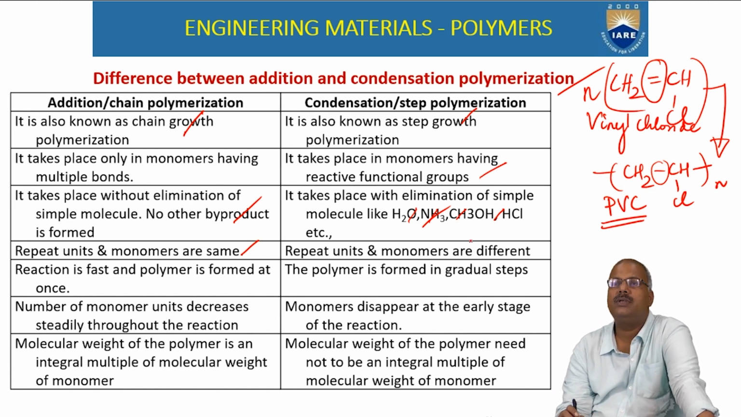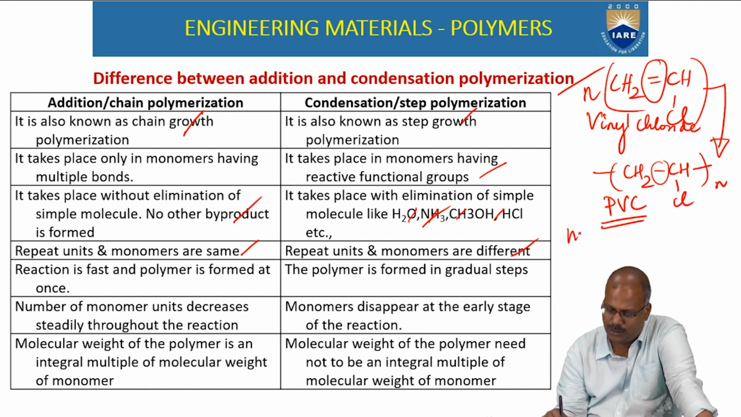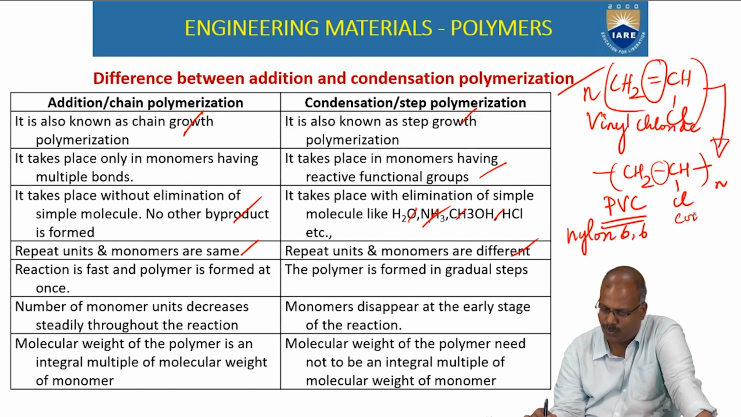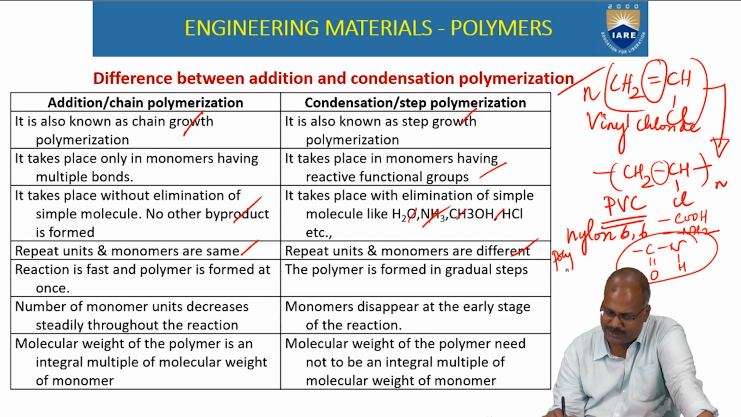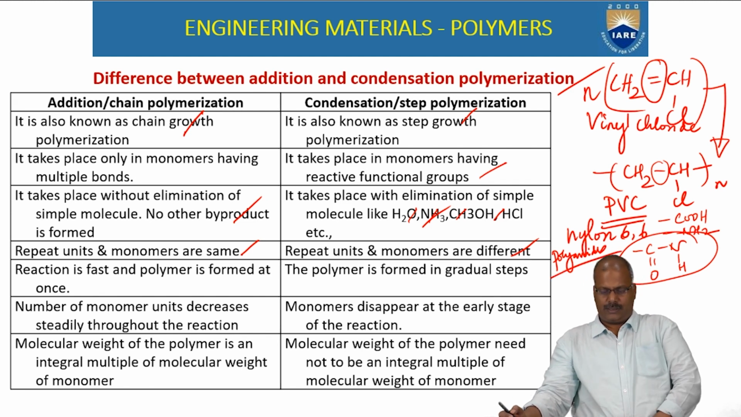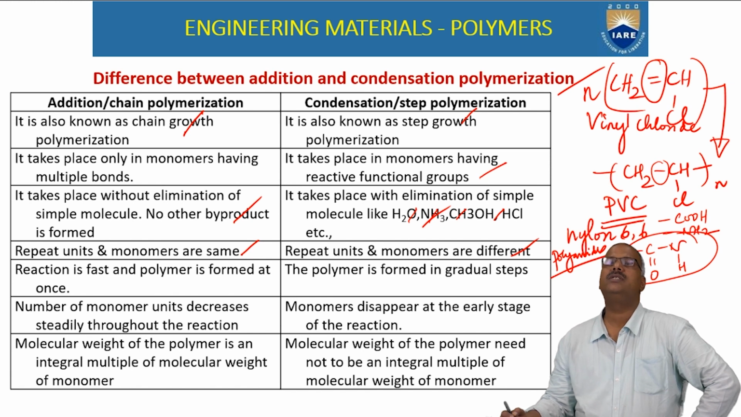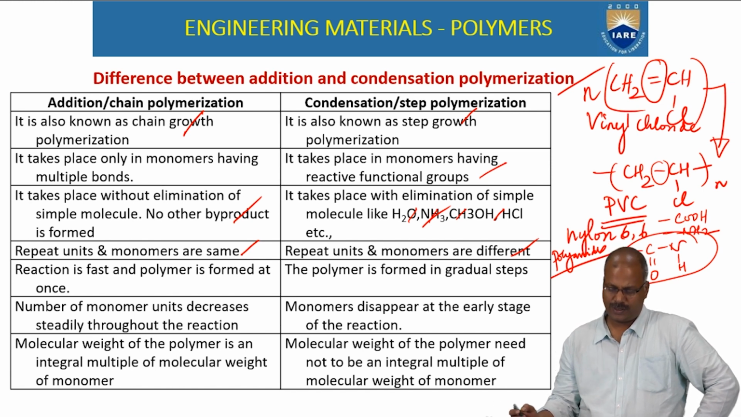Repeat units and monomers are different here. Yesterday we have seen the example of nylon 6,6, where we have COOH in adipic acid, NH2 in hexamethylene diamine, but in nylon 6,6 there is a new functional group, amide. So these all come into the category of polyamides. So this is the polymer. Repeat units and monomers are different. Okay.